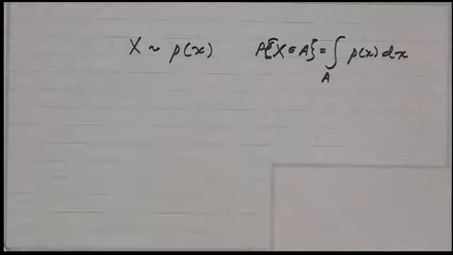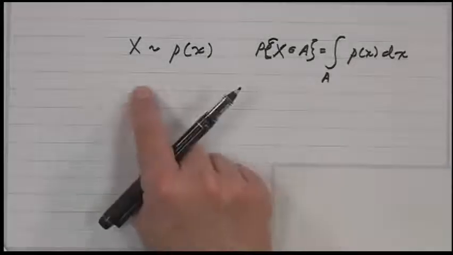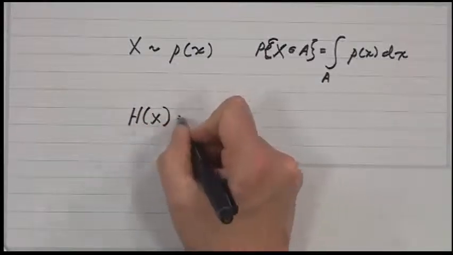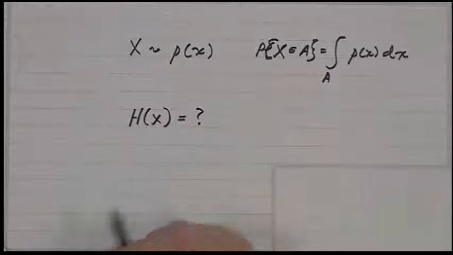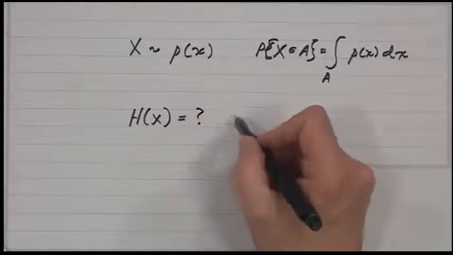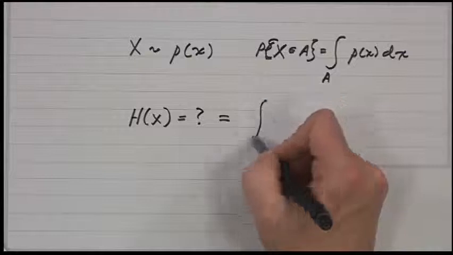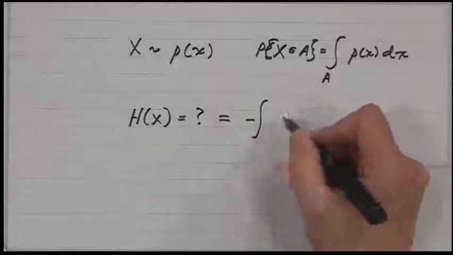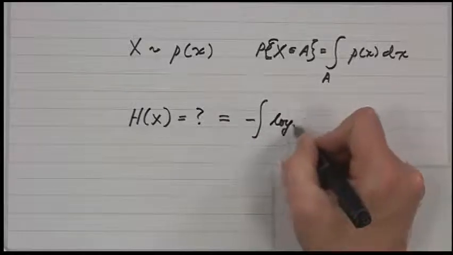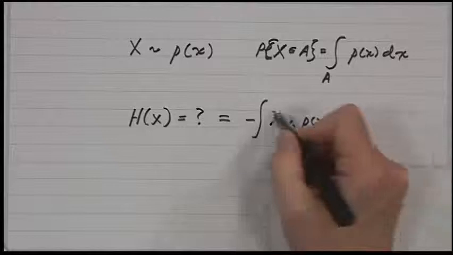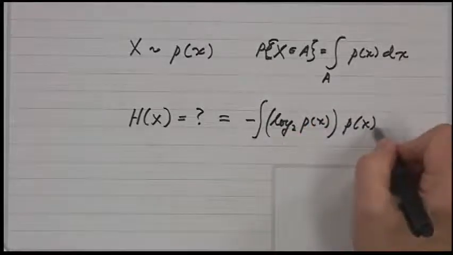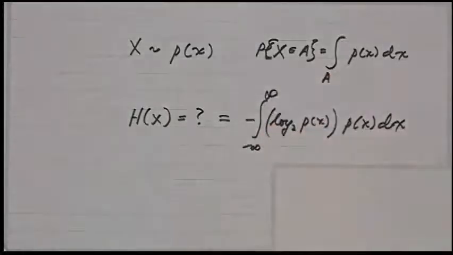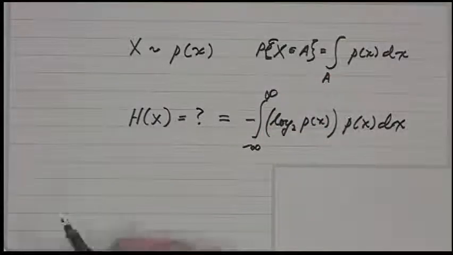So in this case, this is just the density, right? So in this case, the entropy, you can ask yourself, what's the entropy of x? Well, you'd be tempted to say that it's equal to the integral of minus the log base 2 of p of x times p of x dx, right? Just replace the sum with an integral. Unfortunately, this is not true.